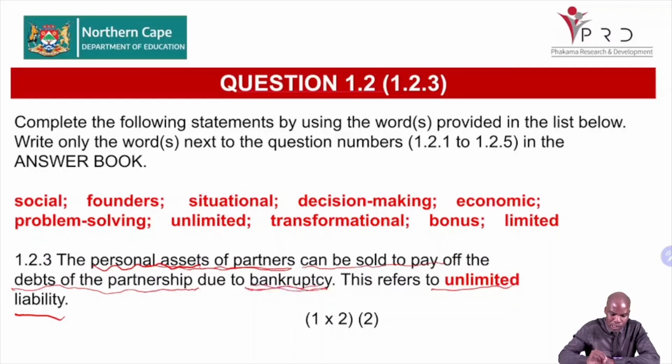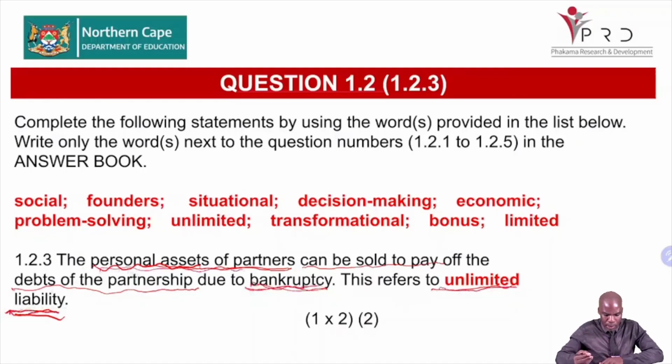Should this business go bankrupt, that is to say the business is no longer viable. It's not making any profits. It's actually running into losses to the point that it eventually becomes bankrupt, right? The personal assets of the partners can be sold to offset the debts of that business. We refer to this as unlimited liability.